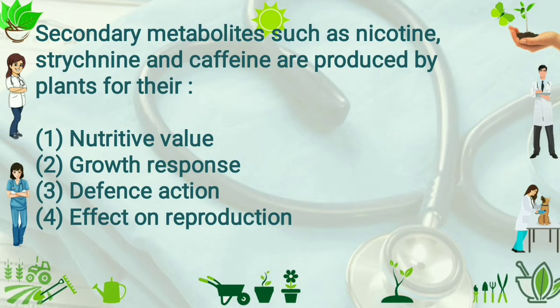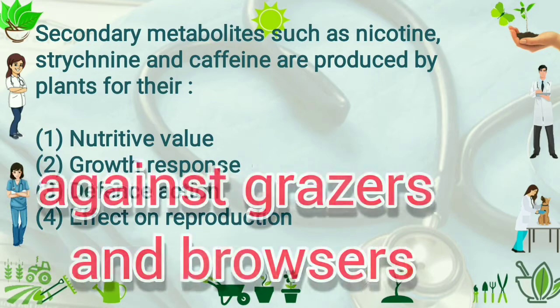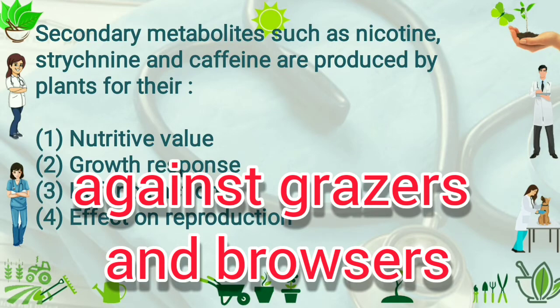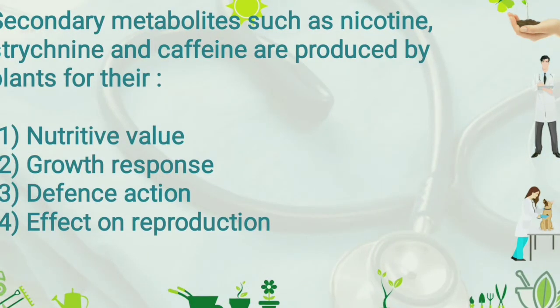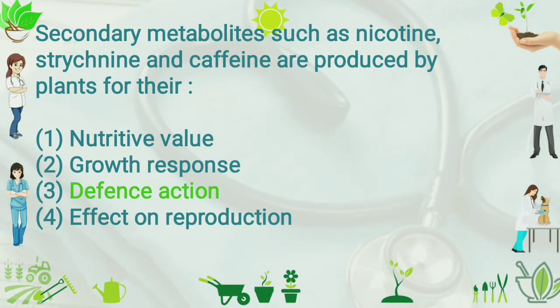But many of them have a role in ecological functions like defense mechanisms, as well as serving as antibiotics and by producing pigments. The metabolites nicotine, strychnine and caffeine are produced by the plants for their defense action against grazers and browsers. So the answer is defense action.